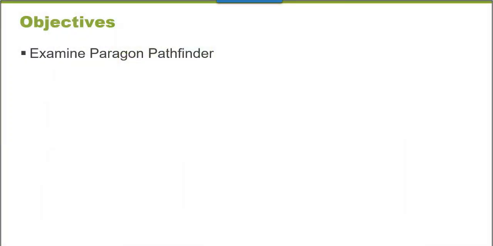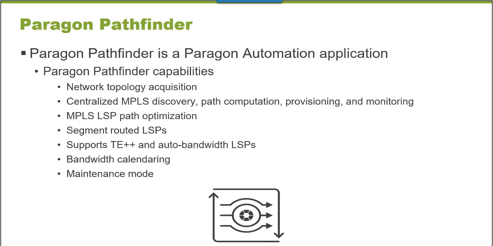During this Learning Byte, we will examine Paragon Pathfinder. Paragon Pathfinder is an application that is a member of the Paragon Automation Suite. There's Paragon Pathfinder, Paragon Insights, and Paragon Planner. Paragon Pathfinder is able to acquire the topology of a service provider or a large enterprise MPLS WAN. And it is an SDN controller.